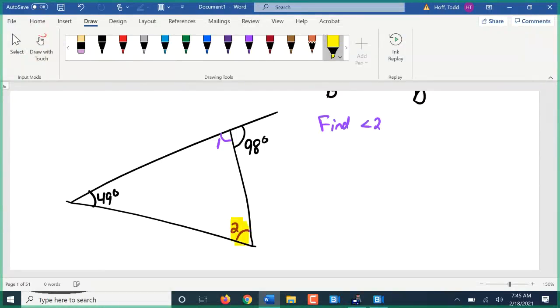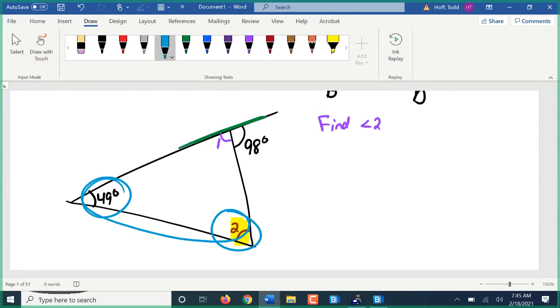looking down here, I could go the long way. I could find angle 1 because I know those two angles make a straight line. Then I could find angle 2 from that. Or I could just save myself some work, because we know from that previous example that these two angles, when I combine them together, have to add up to the exterior angle for the third angle.